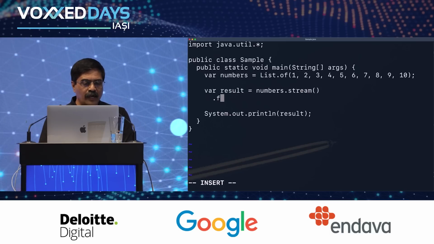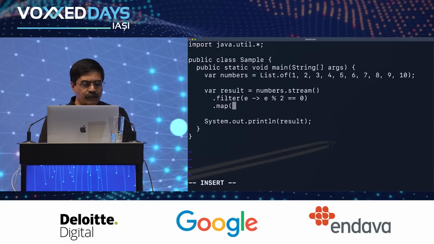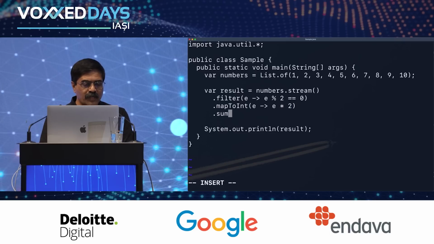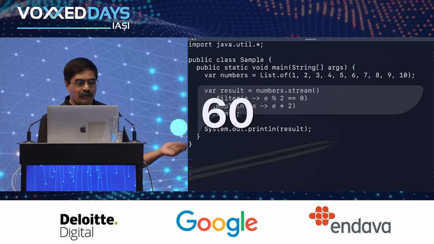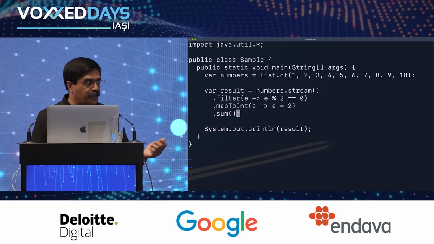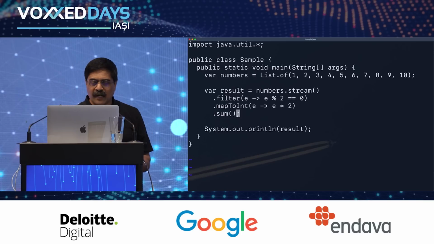But a result in this particular case is equal to numbers.stream, and we can do a filter. In this case, we can say, given an element, element mod 2 is equal to 0, map the element to maybe an integer, and given an element, element times 2, and you can perform the sum operation on it. The result is exactly the same, but as we know, that's a functional pipeline. But the beauty is this.